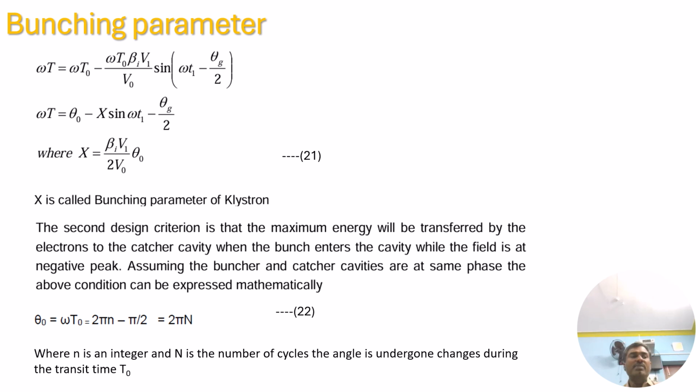In order to get the maximum energy transfer, the electron bunch has to enter the cavity during the negative peak of the RF voltage. So the above condition can be expressed as theta naught equal to omega t naught, which is equal to 2 pi n minus pi by 2, which is equal to 2 into pi into capital N, where smaller n is an integer and capital N is the number of cycles the angle has undergone during the transit time.